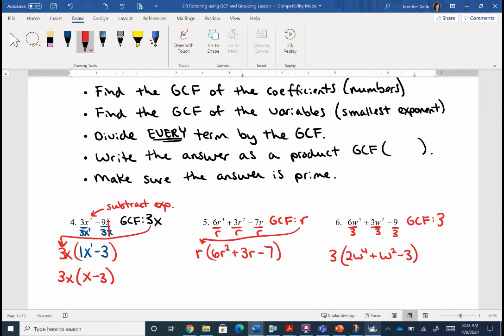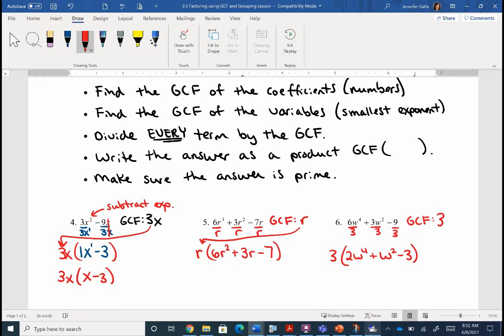So if I look at number 5, if I look inside the parentheses, 6, 3, and 7, they still don't have anything in common. And I have an r squared and r, and then my last term doesn't have an r. So we no longer have an r in common, so we're prime.